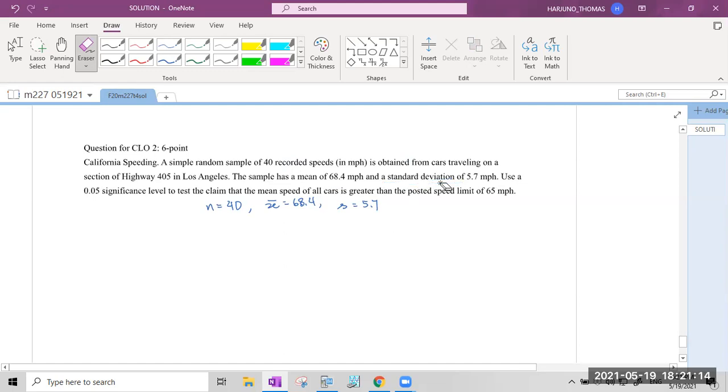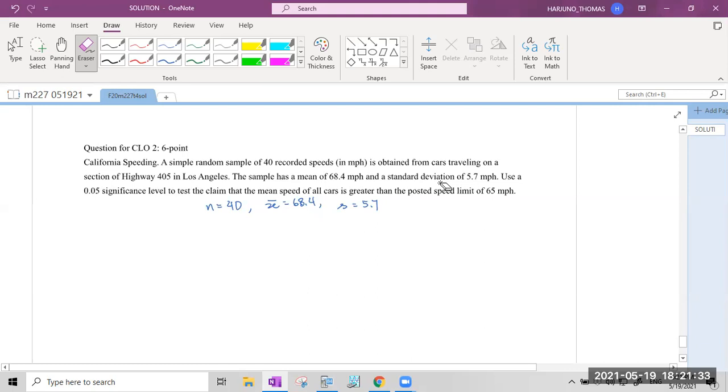They will say, let's say the sample has a mean of 68.4 miles per hour, and it is known the overall standard deviation of the speeds is 5.7. They use the word overall or the word population.